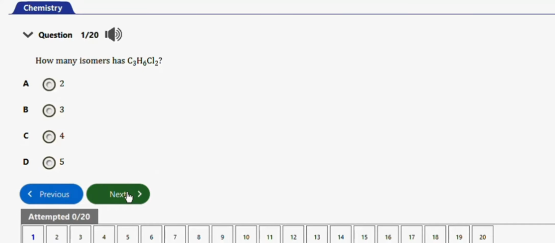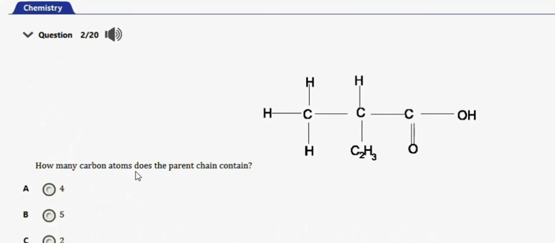That's the answer. The next potential question is this one. It says, how many carbon atoms does the parent chain contain? So this parent chain contains 3 carbon atoms. Our 1, 2, 3. So the right answer is option D, 3.